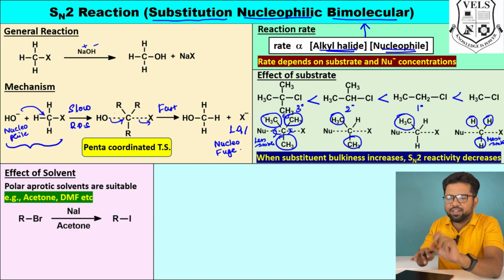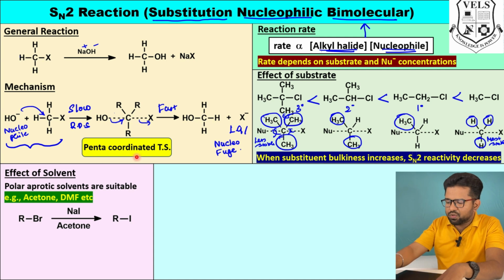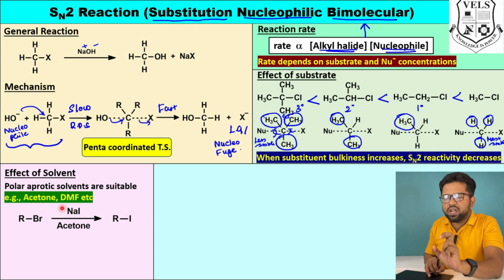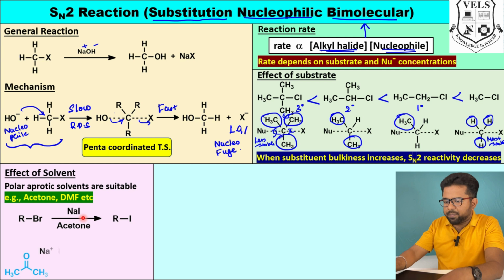For the purpose, I have given a general reaction here. When this alkyl bromide is treated with sodium iodide and acetone as a solvent, it gets converted into alkyl iodide. Whenever you have sodium iodide and acetone, the reaction will always be SN2 mechanism only. I am going to explain what is the role of solvent in SN2 reaction. For the purpose, I have given these molecules here.